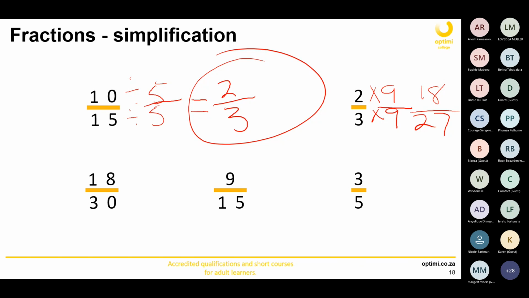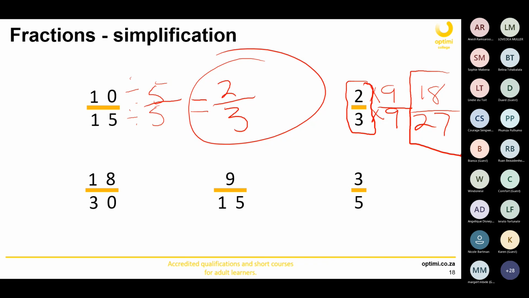Can you see, if I divide or multiply by the same at the bottom and the same at the top, the answer, although this answer 18 over 27 is in a different format as 2 over 3, the fraction is still the same. Okay, great. Now, when I ask you a question about fractions, always simplify. So always do what I did here.